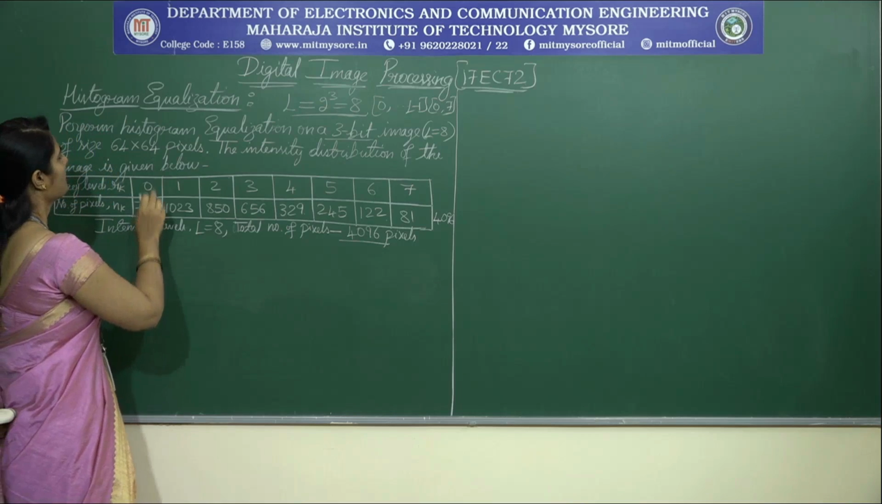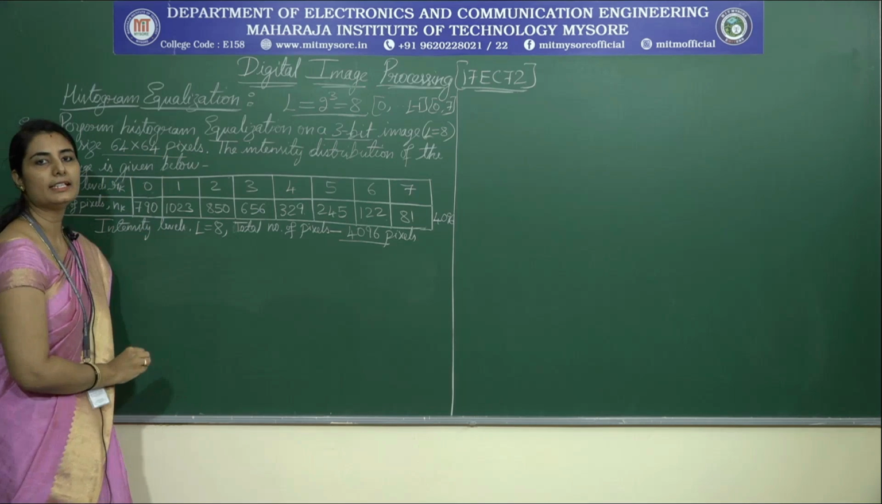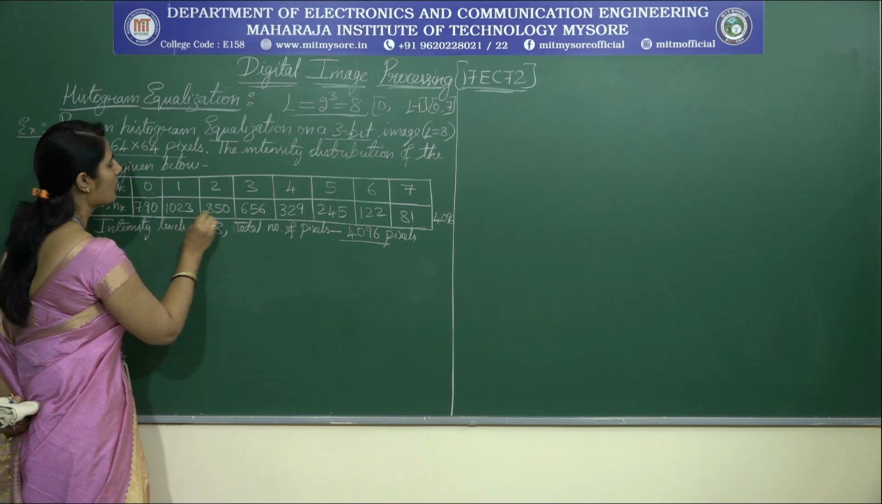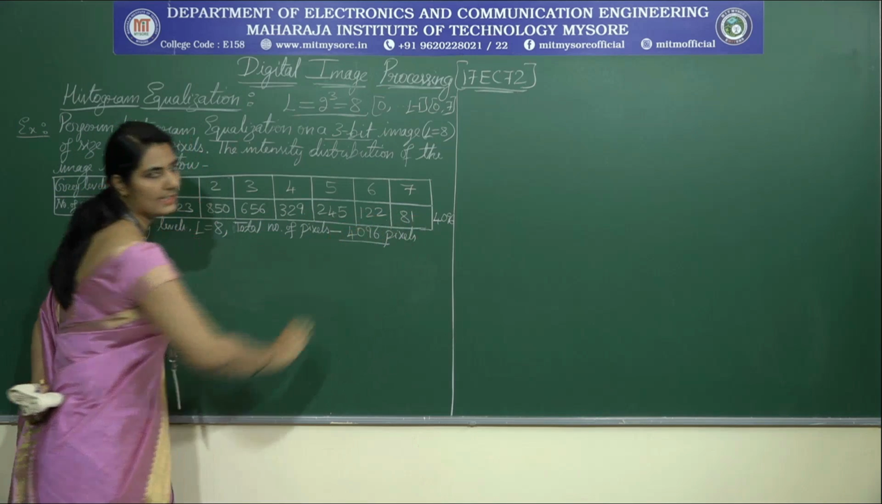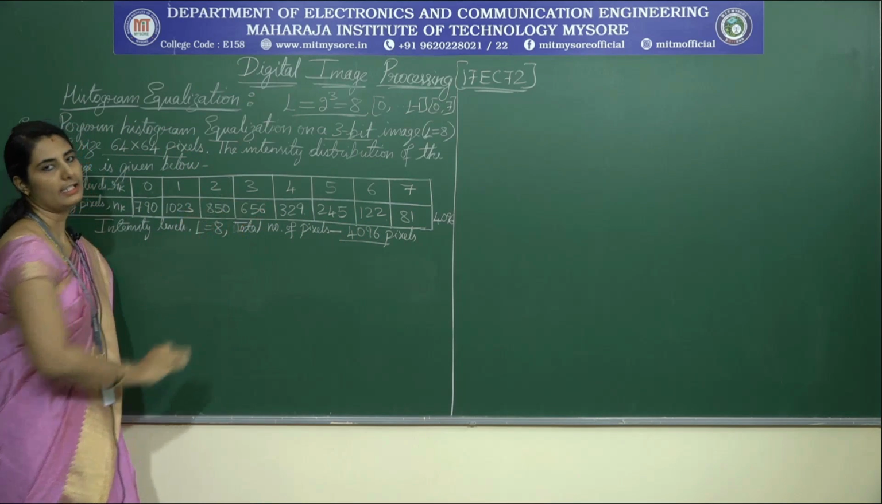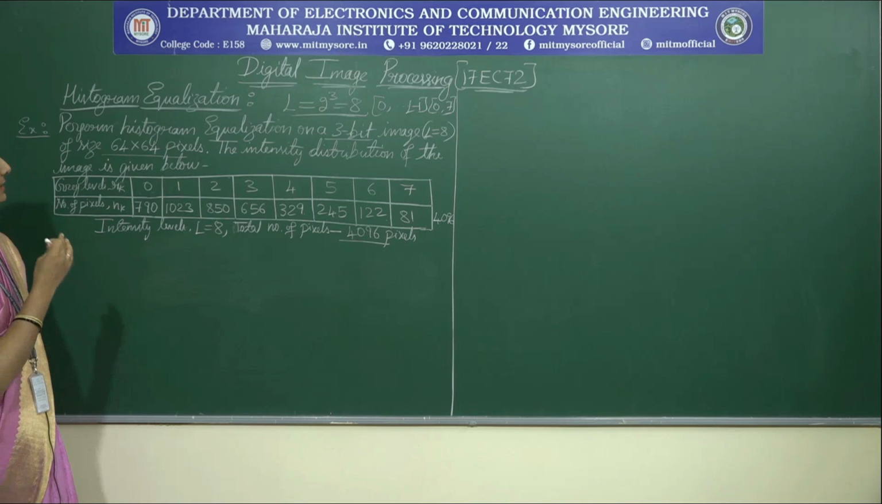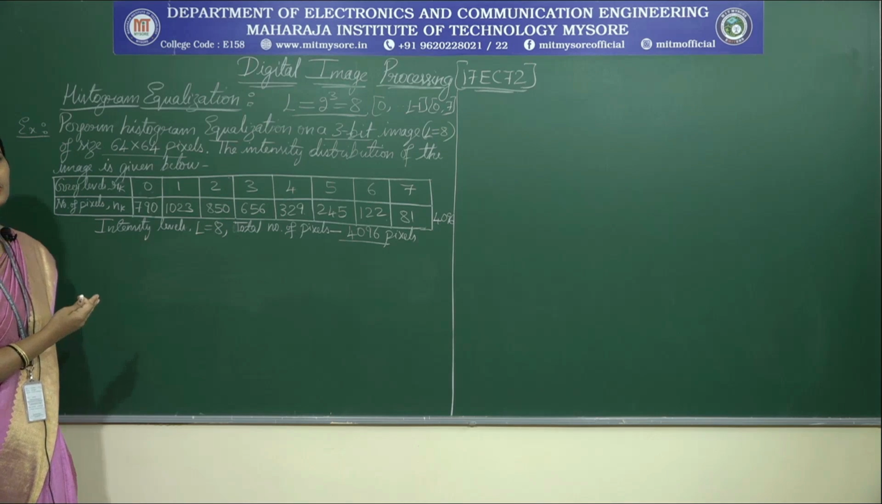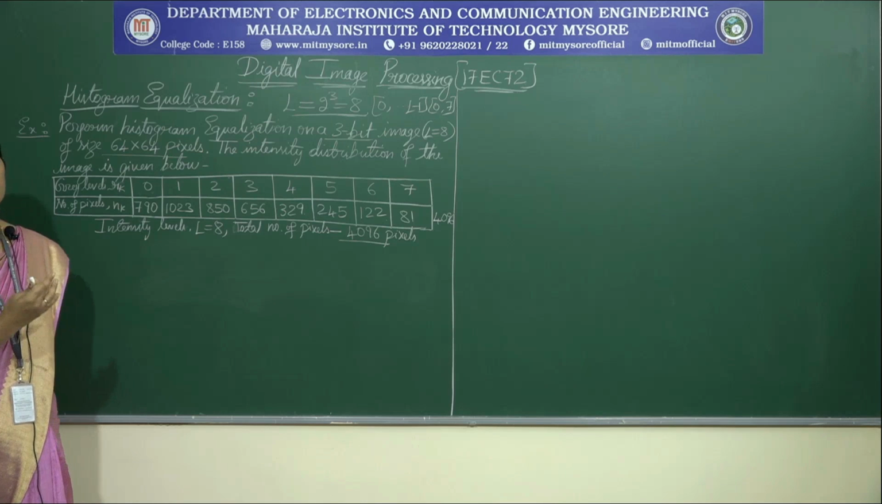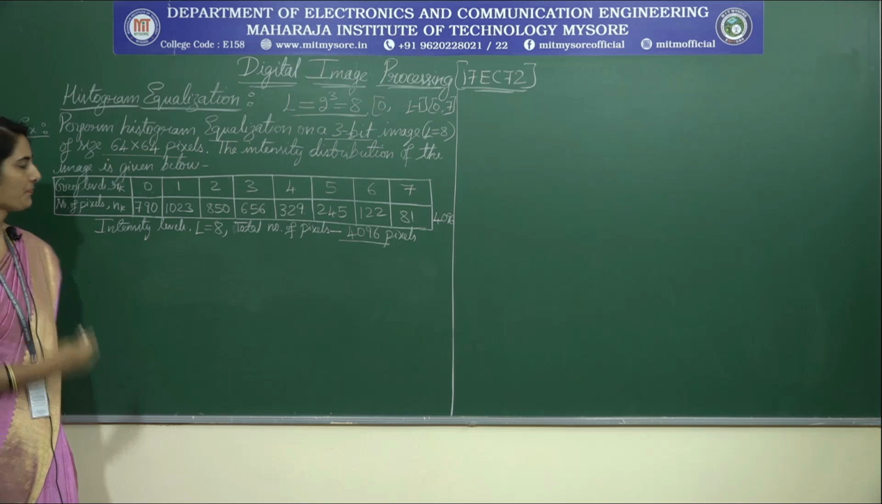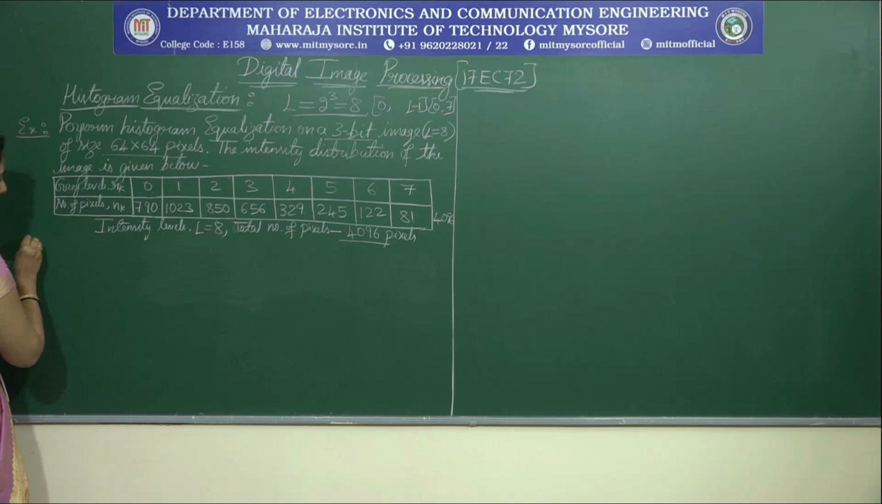If they have not given the size of the image in the problem, then you need to find the total number of pixels by adding these pixels, and it is again 4096. Now they have given the intensity distribution. Using this we need to find the histogram equalization of this image. For that, let me consider a table.